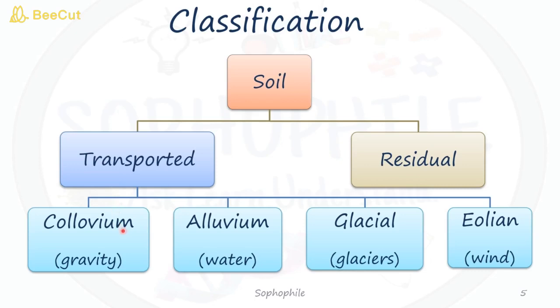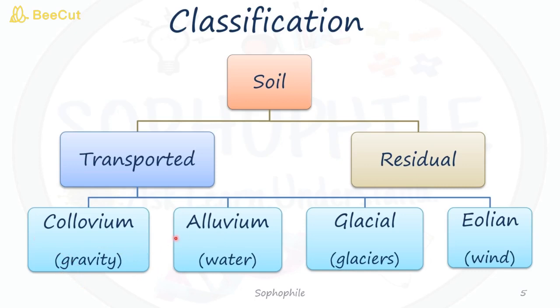The first one is colluvium soil, second is alluvium soil, third is glacial soil, and fourth is aeolian soil. So what is colluvium soil? When the soil particles are transferred from one place to another by the factor of gravity, it is known as colluvium soil. For example, in the mountainous regions, when the soil at the top of the mountains is carried to the valley region by the gravitational force, then this soil is called colluvium soil.